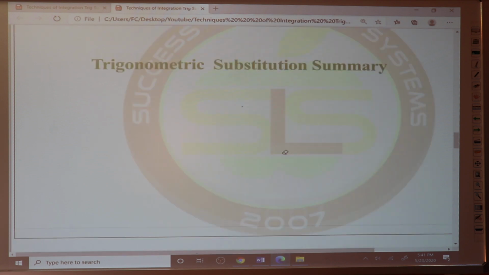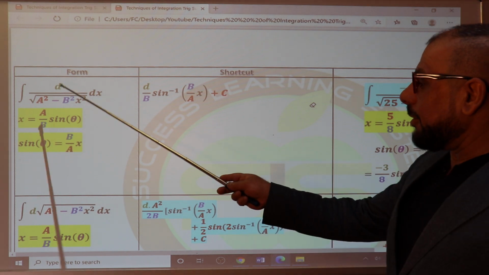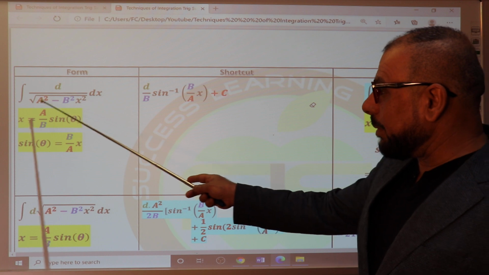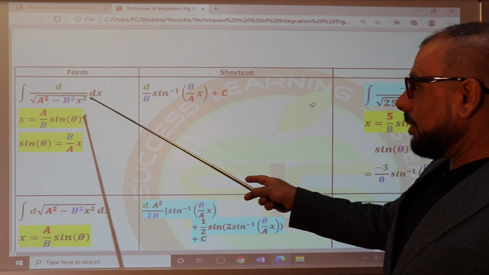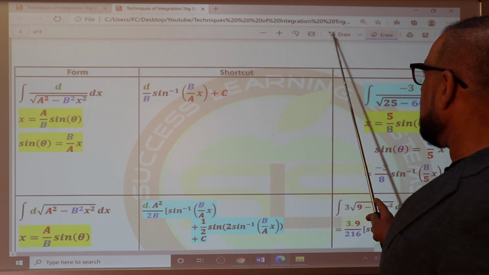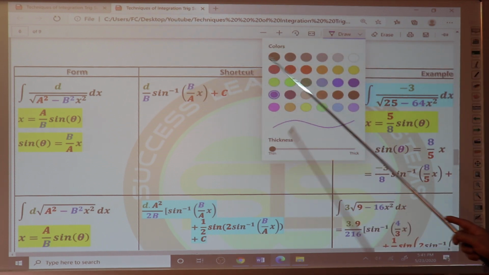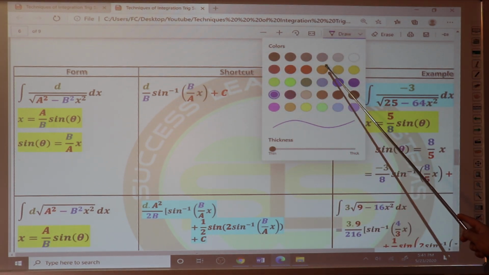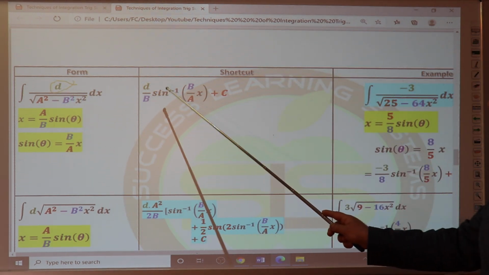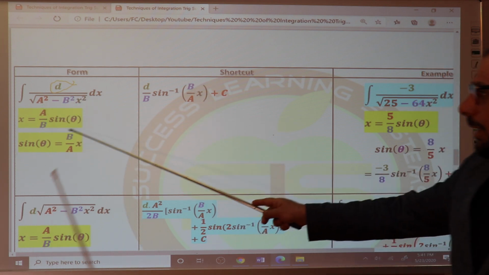Okay. Now trigonometric. The first case we did. This is the first case: d over the square root of a squared minus b squared x squared. Remember these cases. Here d is a constant, so you can leave it out. The result is d over b sine inverse of bx over a.